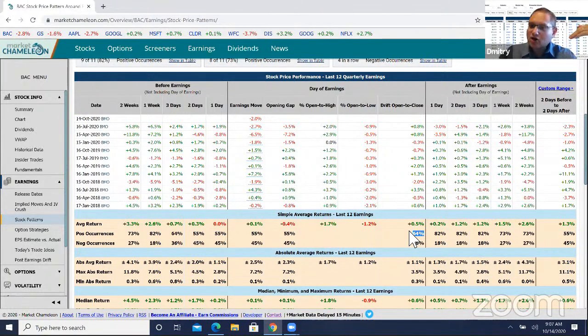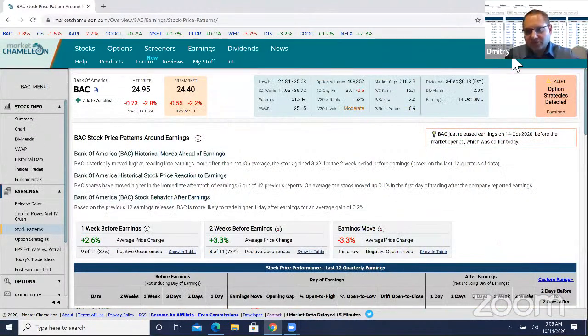64% of the time it was higher, 36% of the time it was lower, for an average gain of 0.5%. It looks like post earnings, the day after, 2 days after, 3 days after, it had some more strength. So 82% of the time, the day after, the stock was up for an average gain of 0.2%. 2 days after, 82% of the time it was higher for an average gain of 1.2%. So you could see here that it tended to do better post earnings, coming out of earnings, than actually the day of earnings. Let's take a look at Goldman Sachs.